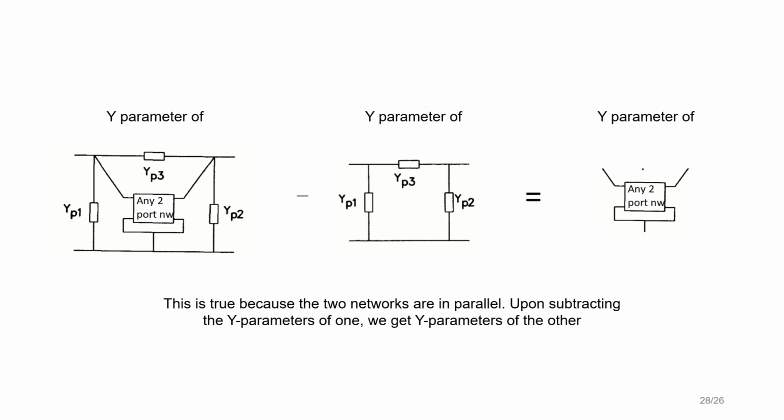We can recall at this stage that any two two-port networks, when combined in parallel, give another two-port network whose Y parameters are the sum of the two individual Y parameters. So when the Y parameters of a two-port network are subtracted from the Y parameters of a network in which it is present in parallel with another network, we get the Y parameters of the second network.